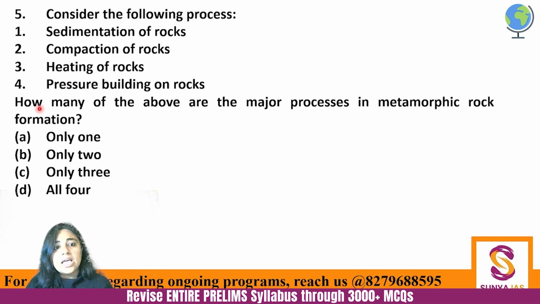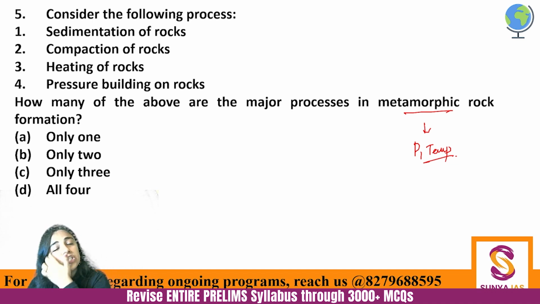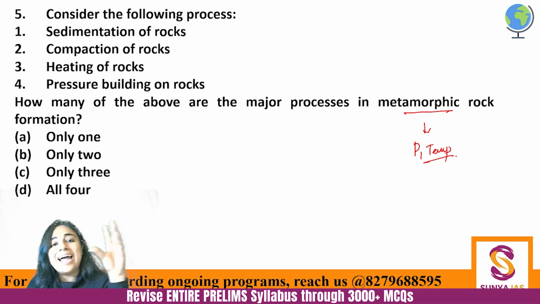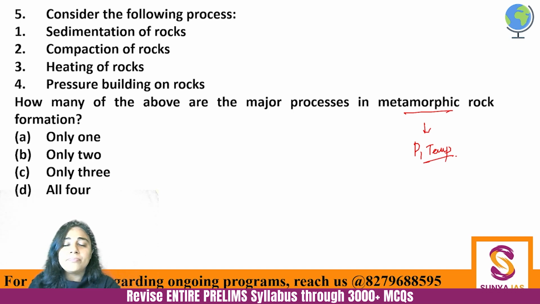Consider the following processes. How many of the above are the major processes in metamorphic rock formation? Sedimentation of rocks, compaction of rocks, heating of rocks and pressure building on rocks. So what are we talking about? We are talking about metamorphic rocks. So pressure and temperature are the two elements to which either an igneous rock or a sedimentary rock can be subjected, and they will transform over a period of time into a metamorphic rock. Keeping this in mind, heating of rocks is important to create a metamorphic one. Pressure building is important.